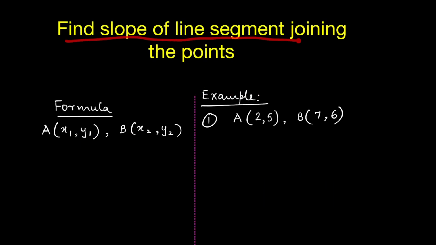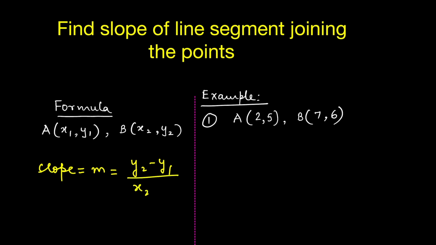So find the slope of the line segment joining the points. So first we discuss the formula again. So A and B are 2 points. So when we write the formula for the slope, it is given by the letter m, and we write it as y2 minus y1 over x2 minus x1. So these coordinates will be subtracted, and when you subtract, just keep in mind that it should be subtracted in the same order.